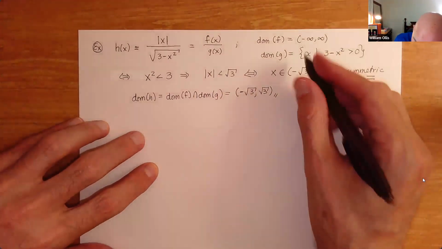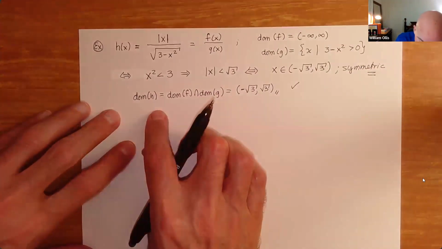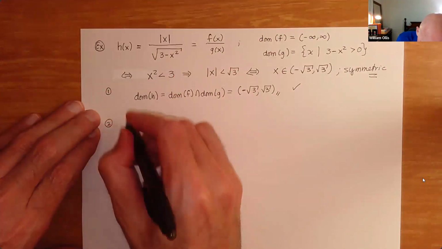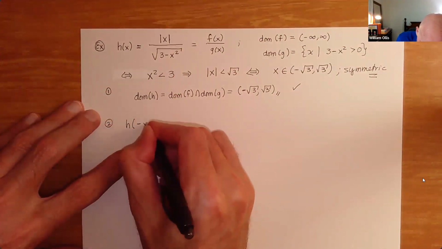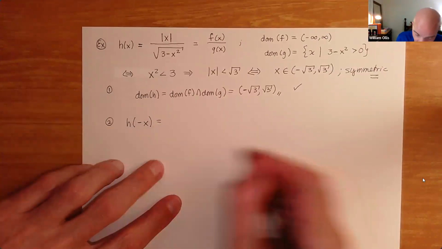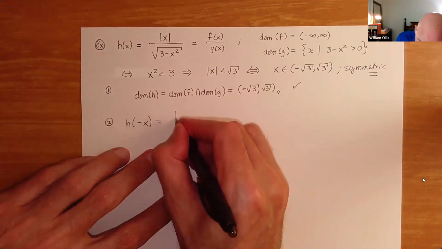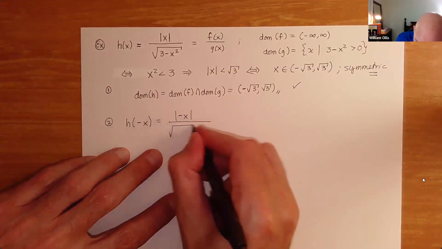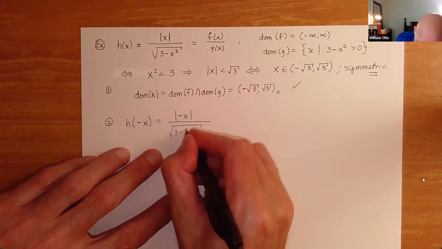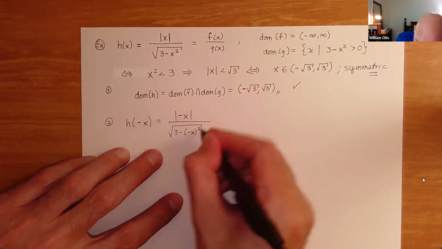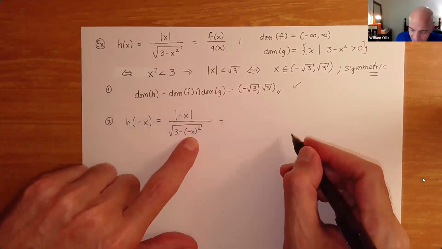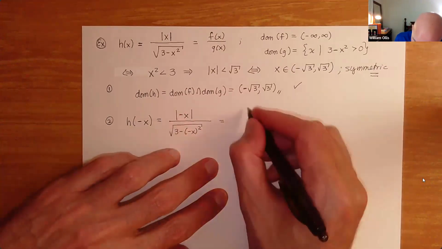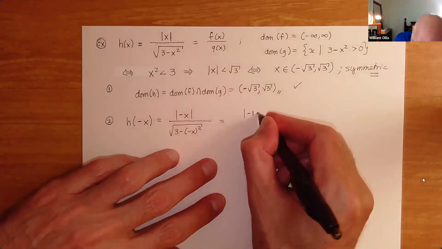So now we have the symmetry, so that's a check. We can think about this as part 1, and then part 2, we just want to see how h reacts to the additive inverse. So let's go ahead and do it. Let's apply the definition. Now we have the absolute value of the additive inverse of x, and then the square root of 3 minus the additive inverse of x squared. We've seen these before, so we don't have to sweat too much. But of course, this is just negative 1 times x.